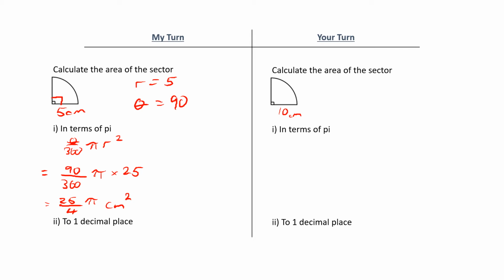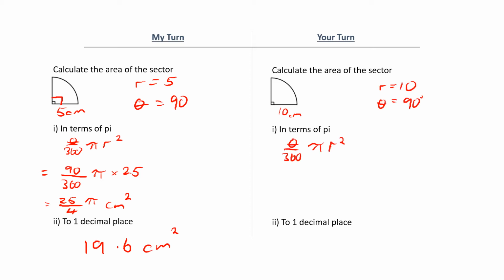Again, just like before in the last lesson, to find it to one decimal place, all you need to do is press your SD button, 25 over 4 pi, equals. So to one decimal place, you will get 19.6 centimeters squared. Okay, so pause the video, have a go at the your turn, and then we'll go through it together.